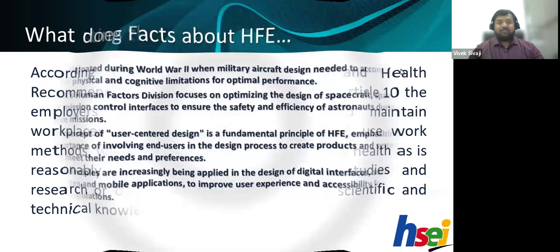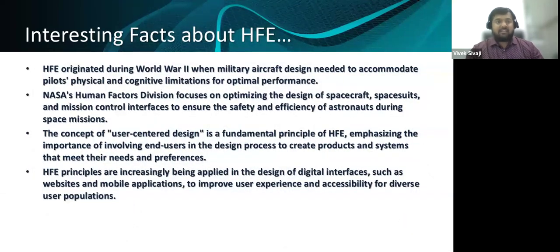Now, there are some interesting facts about this. How did it originate? See, HFE actually originated during World War II, when military aircraft designs needed to accommodate pilots' physical and cognitive limitations for optimal performance. I'm not saying it didn't exist before. I'm saying this is when it actually came to the mainstream. Earlier, we used to think about ergonomics. We used to have human factors in thought, but human factor engineering developed into a branch of science during this period. Various other industries then picked up on it.